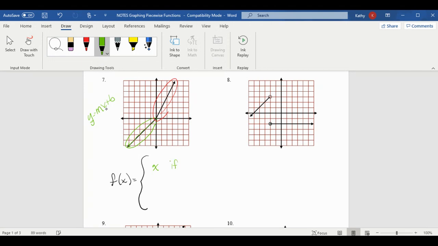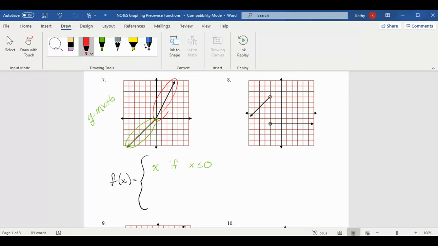now what is your domain for this? This is everything from negative infinity up to 0. So x, does it include 0? It could. You could put it in this one. There's an overlap contained at this point. It doesn't matter which function you put it in. And I'm going to put it in the green one because that one is first.